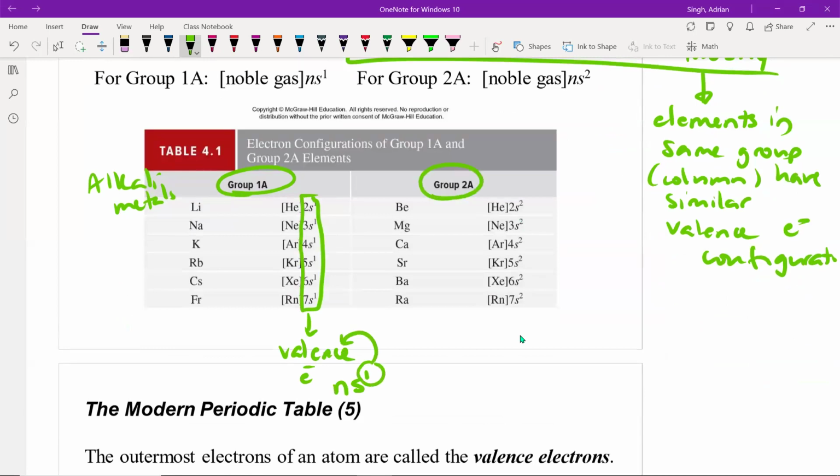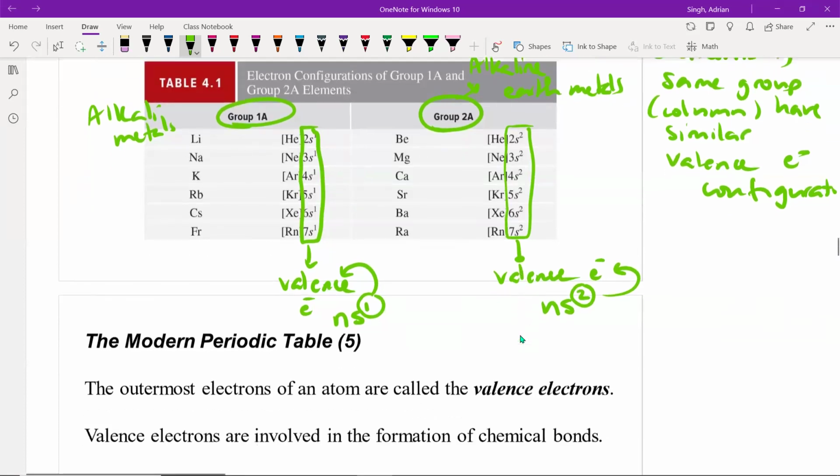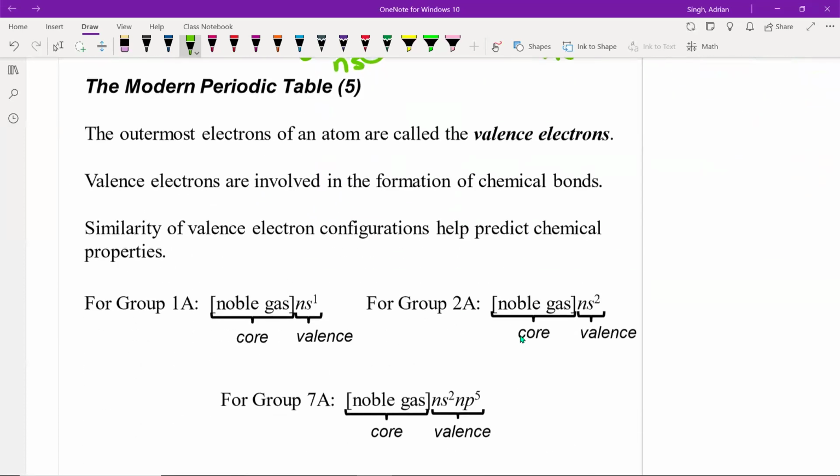Similarly, group 2A, the alkaline earth metals, shows a similar trend. Their valence electrons all end in s2. Again, remember, it's not s squared, it's s2. So the valence electrons here are n, principal energy level, s2. They all have two valence electrons. And that is going to be critical when it comes to determining and predicting the reactivity of the elements.